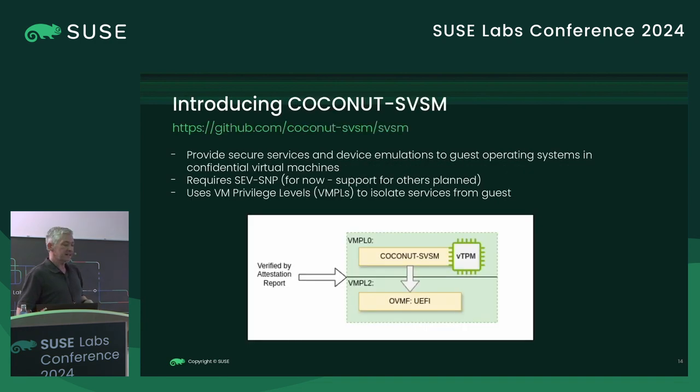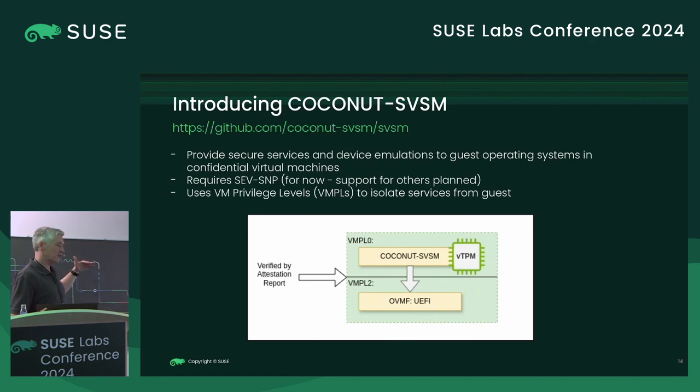So this is where Coconut SVSM comes in, and I'm not going to go into the details of this because it's far bigger than this talk. But for our purposes, this is from the GitHub site. It says, provide secure services and device emulations to guest operating systems in confidential virtual machines. For our purposes, what it does is it provides us with a kernel in which we can implement a virtualized hardware device, a vTPM in this case, which is separated via the privilege levels from the remainder of the guest execution.